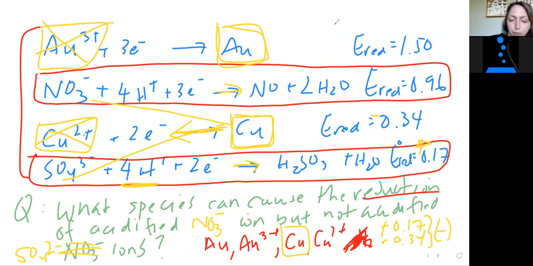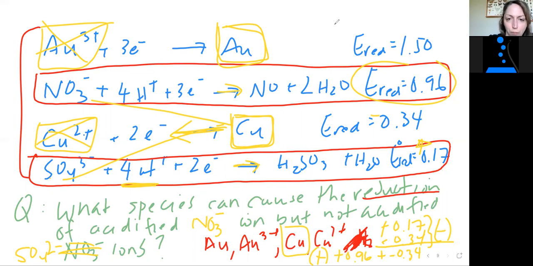But what about if we test the other one? My reduction for the nitrate is this one, plus 0.96. Then my oxidation, of course, we flipped it, so it's plus a negative 0.34. That one comes out positive overall, so when I add that up, E cell would be positive. So copper, by being oxidized, can cause nitrate to be reduced. Copper cannot, by being oxidized, cause sulfate to be reduced.